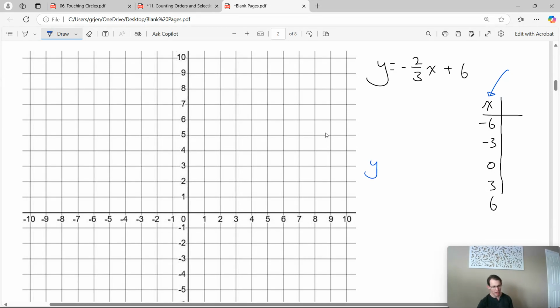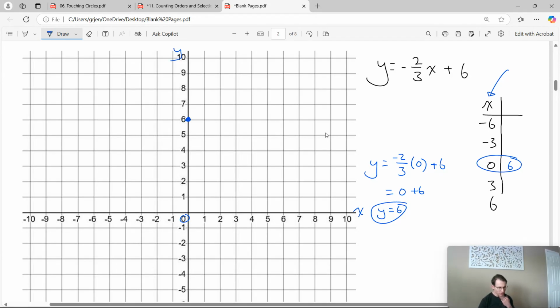So if y equals negative 2/3 multiplied by x, but x is 0, then I add 6. Well, negative 2/3 of 0 is 0 plus 6. So y indeed equals 6 there. 0, 6 is a point on this. So 0 in the x and 6 in the y is up there. These are all the x numbers. These are all the y numbers.